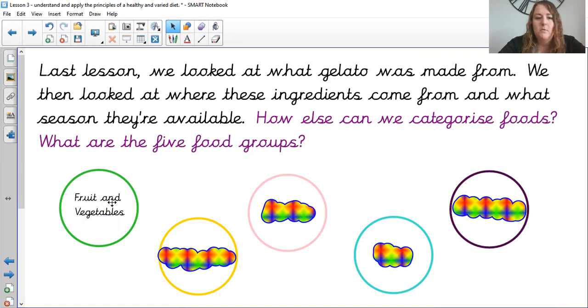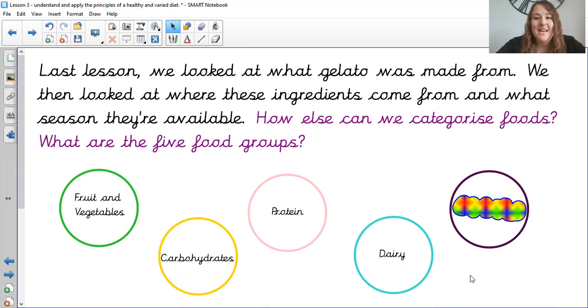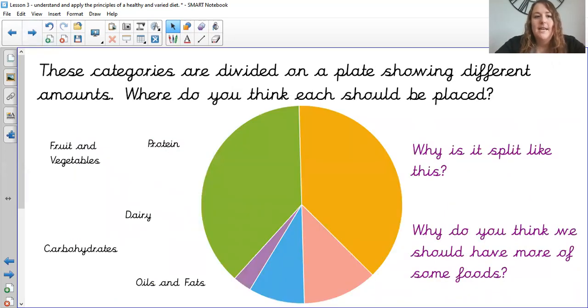Did you know one of the groups was fruit and vegetables? Another group, carbohydrates. Another group, protein. Another group, dairy, and we've just spoken about dairy on the previous page. And the final one for the oils and fats. Okay, so now we know what the food groups are. These categories are divided on this plate, showing different amounts. And where do you think each should be placed?